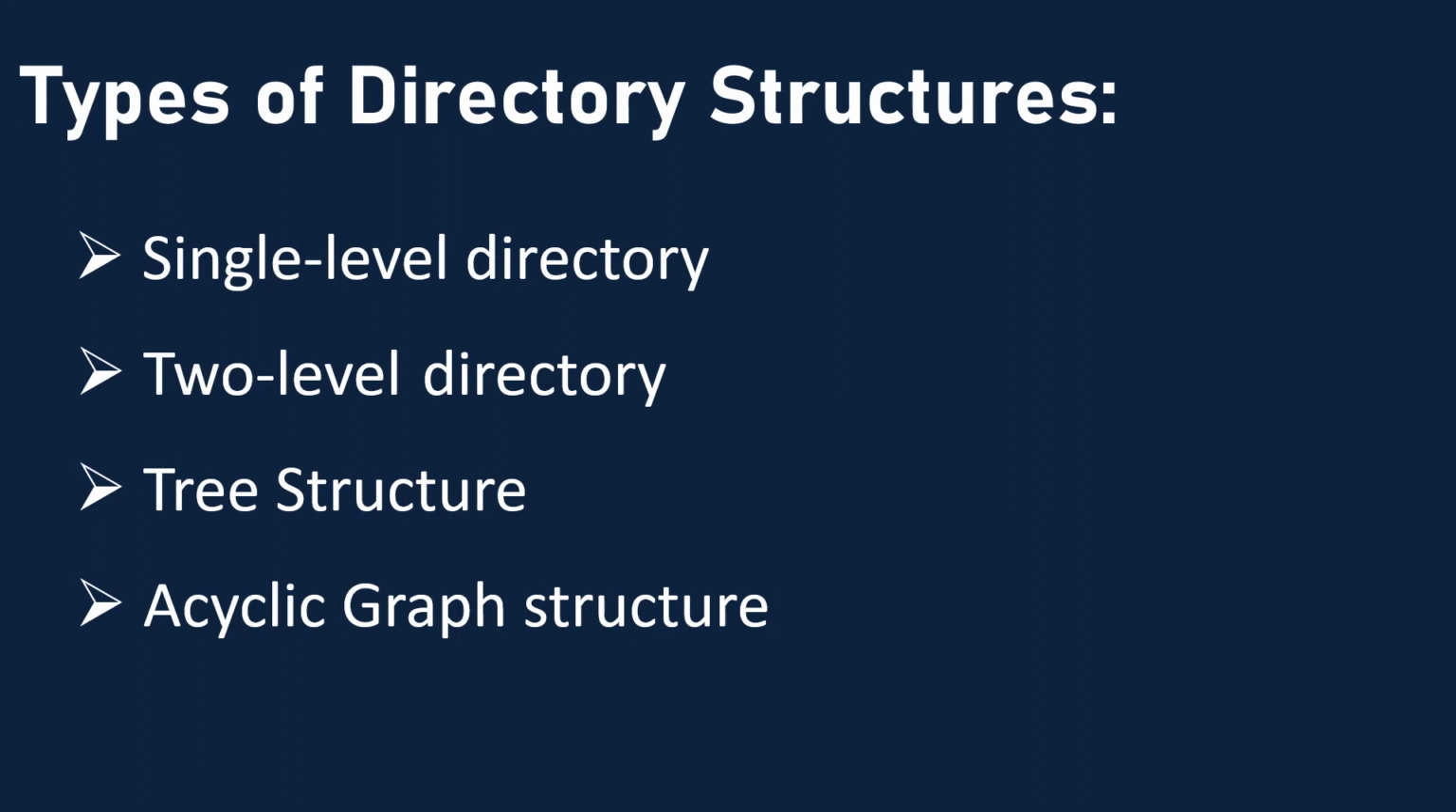There are four types of directory structures. They are single level directory, two level directory, tree structure, and acyclic graph structure.